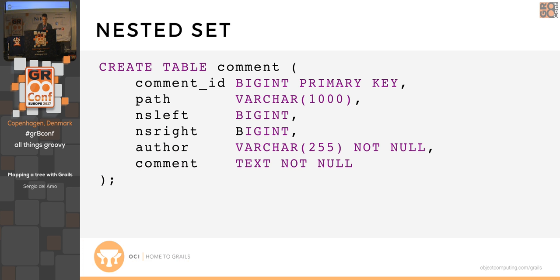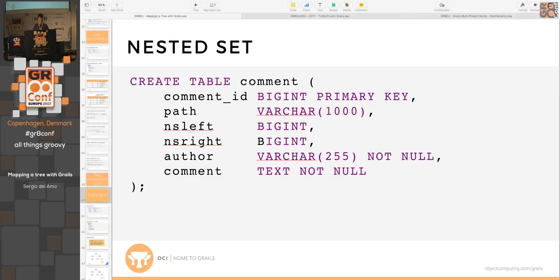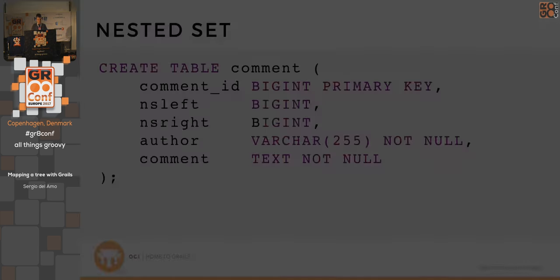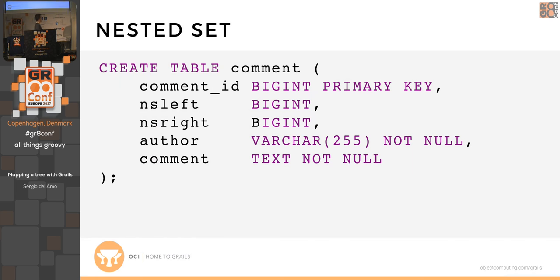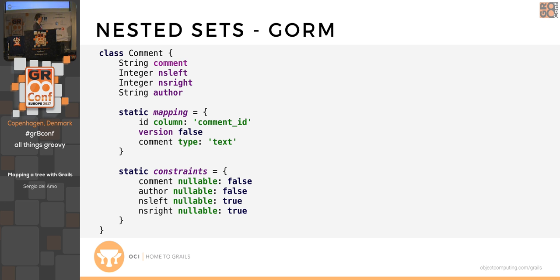This is a bit more tricky. So basically, you are storing two numbers per comment. Note, these are not foreign keys, so you don't have referential integrity. These are just two numbers that you are going to calculate per comment and that you are going to put there. This is really easy to map with GORM.